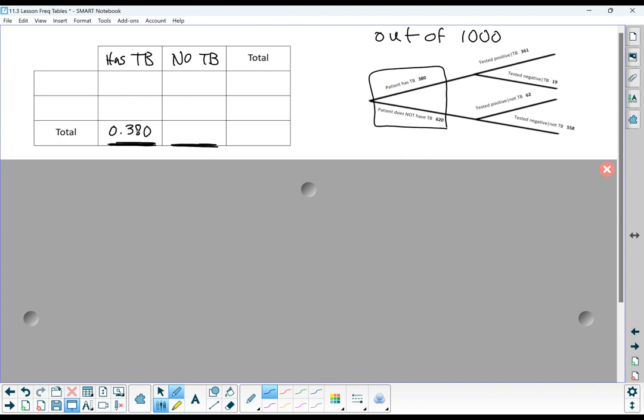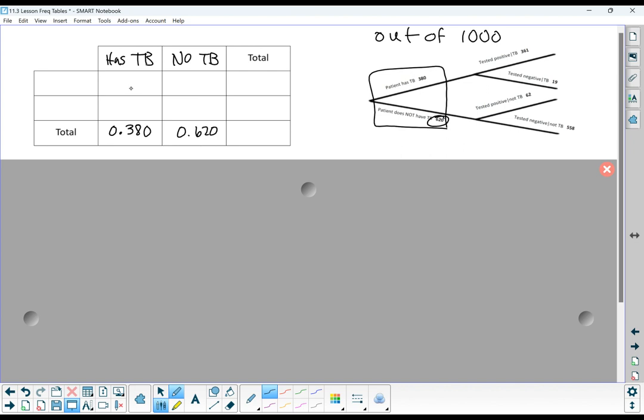And I'm going to keep 3 decimal places for this example. And then for the patients that do not have TB, that would be 0.62. And again, that just comes from taking that number divided by 1,000. Okay, so that's our totals for whether the patient has or does not have TB.